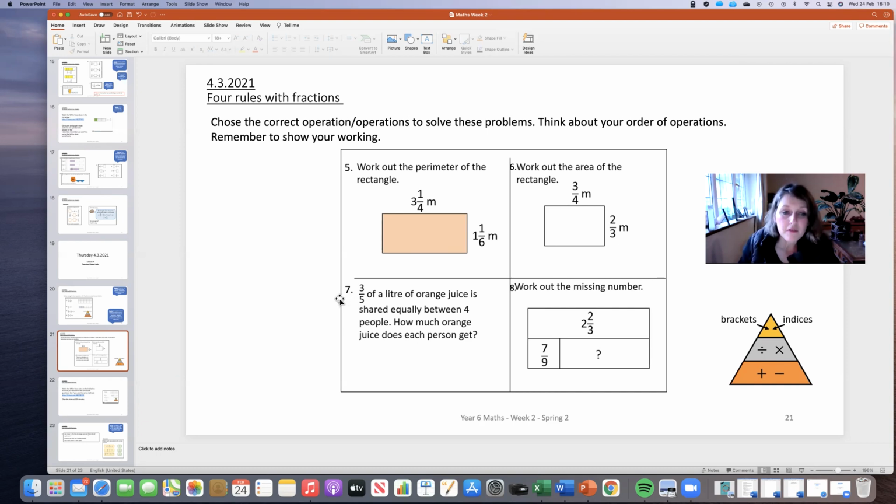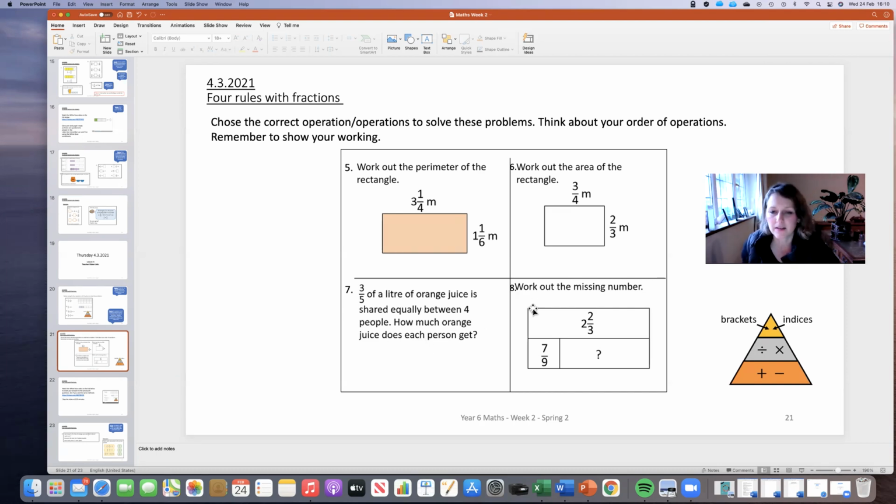Let's read this one. 3/5 of a litre of orange juice is shared equally between 4 people. Right. Remember we talked about sharing. What do we do when we're sharing? We talked about that yesterday. If I'm sharing something, what operation am I using? Think about the calculation there. Draw it out if it helps you. How much orange juice does each person get? Think about the mathematics involved in that.